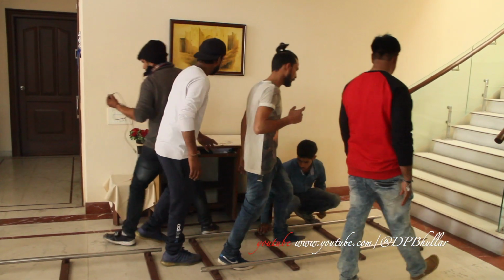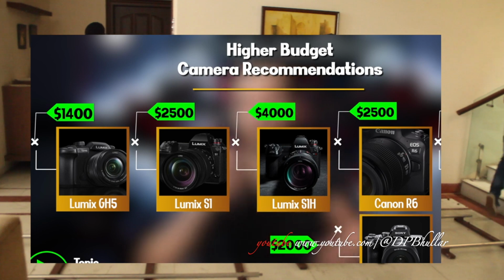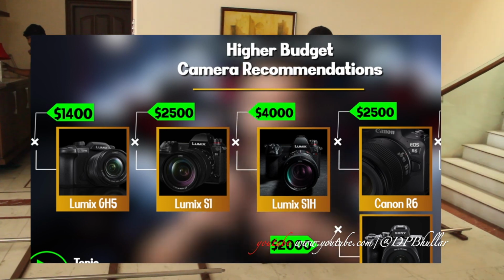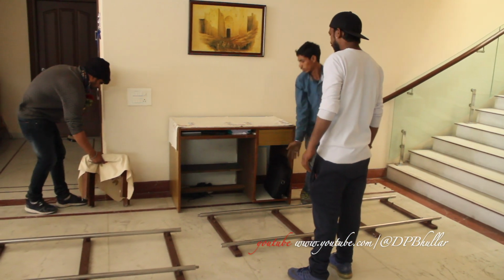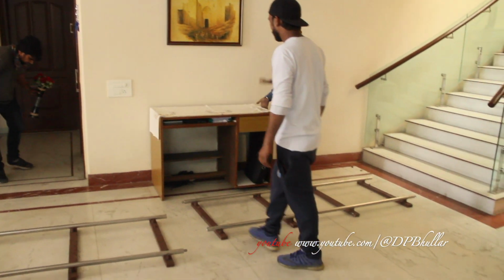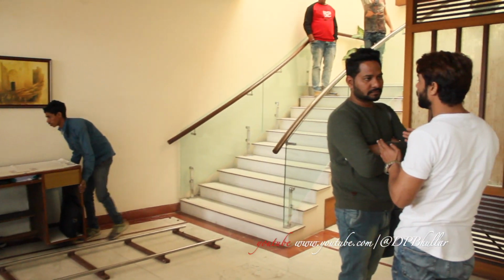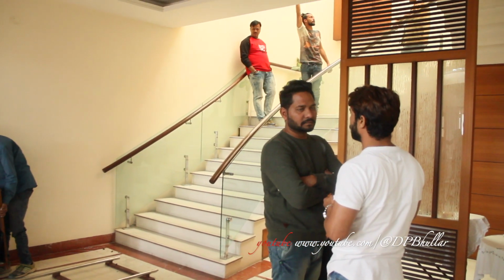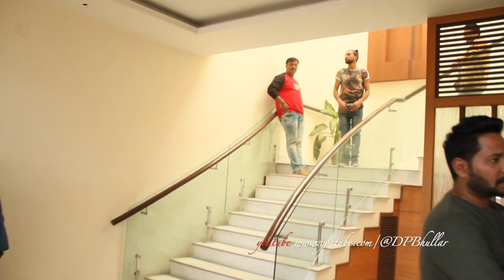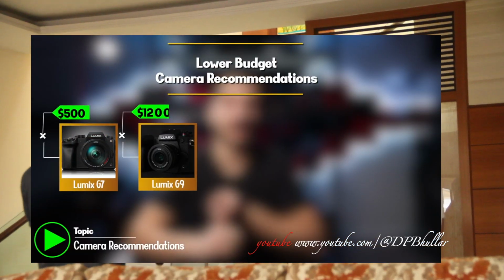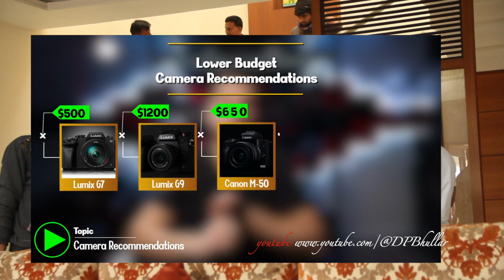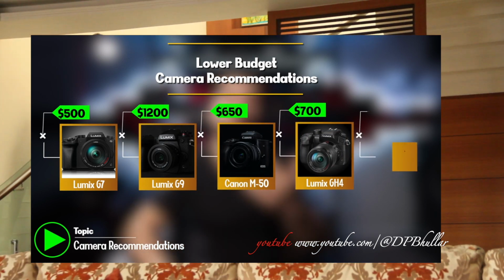So for a wide angle lens, I recommend the $2,000 to $4,000 mark. It's a little on the higher budget side, but all of these cameras would be perfect for music videos. I personally have used the GH5 when it first came out, and I now use the Lumix S1. Now for lower budget cameras, let's say you're just trying to test the waters of music videos, I would highly suggest the Lumix G7, Lumix G9, the Canon M50, the Lumix GH4, or the Sony a6400.